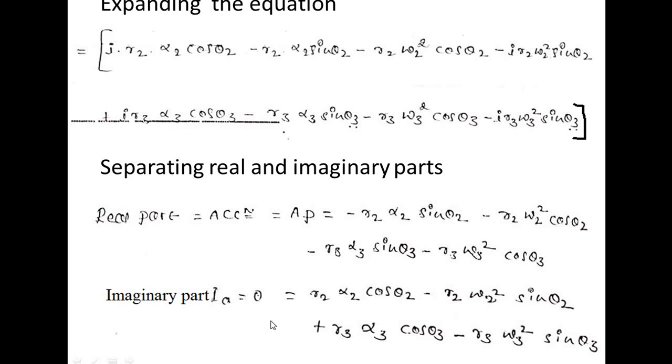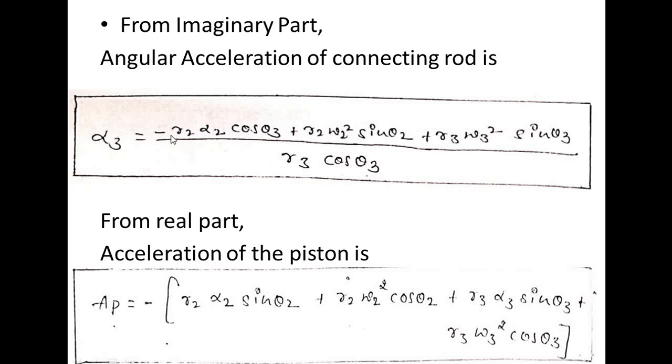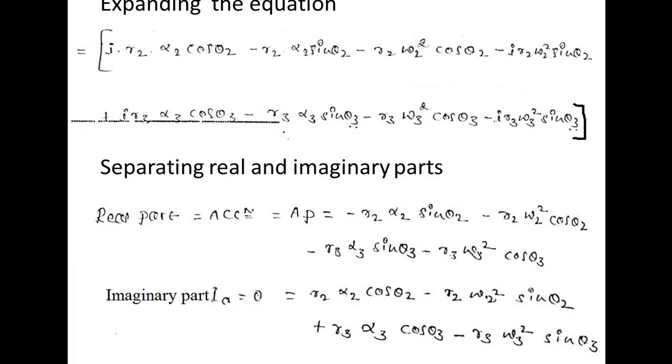You take all the terms to the left hand side, and we obtain the equation for alpha 3 as alpha 3 equals minus r2 alpha 2 cos theta 2 plus r2 omega 2 square sin theta 2 plus r3 omega 3 square sin theta 3, divided by r3 cos theta 3. So this gives the angular acceleration of the connecting rod. Similarly, from the real part we can calculate the linear acceleration of the piston.